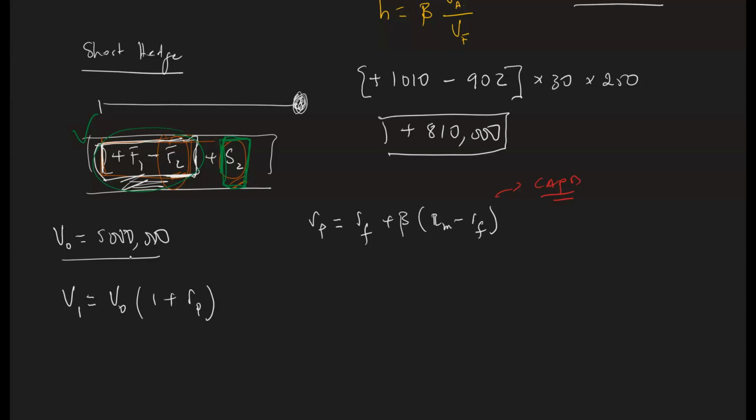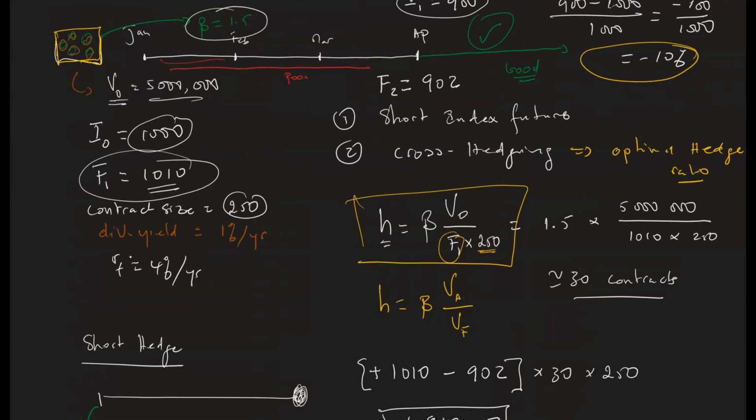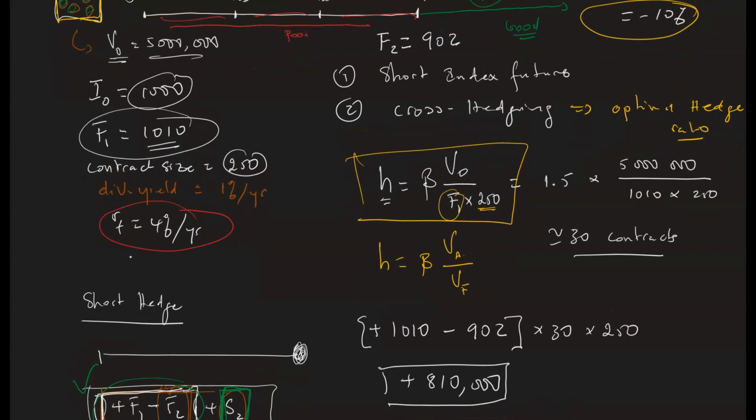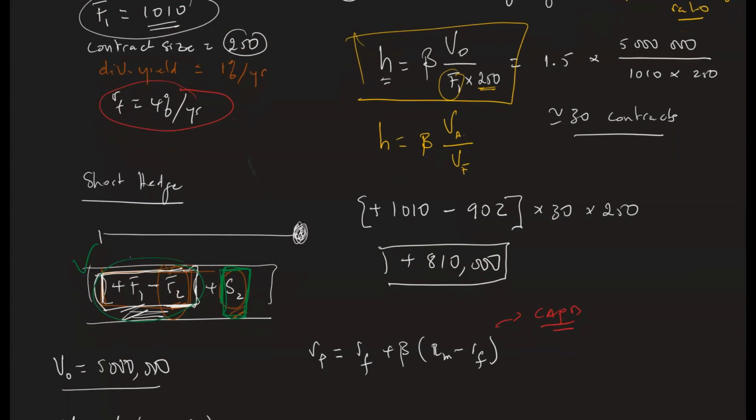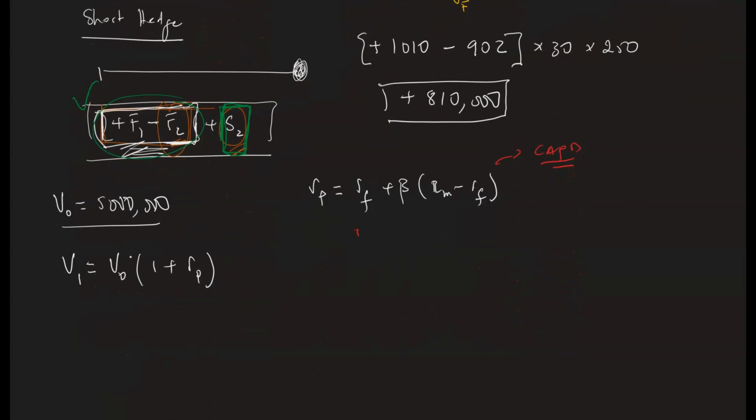Now, our time period here is 3 months, right? So it's going to be 1, 2, and 3 months. However, we were told that the risk-free is 4% per year. So what is the risk-free for 3 months? It's going to be the 4% divided by 4, because 3 months is a quarter, and we have 4 quarters. That gives us the 3 months risk-free.